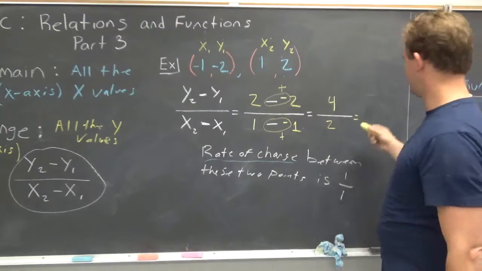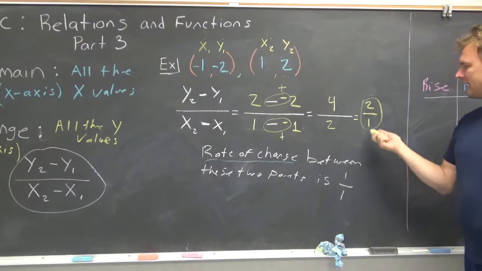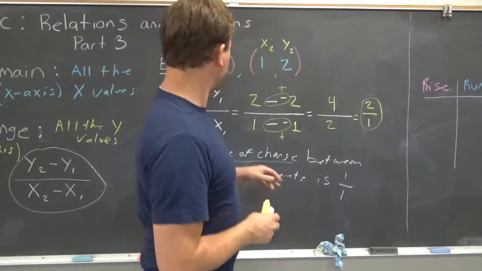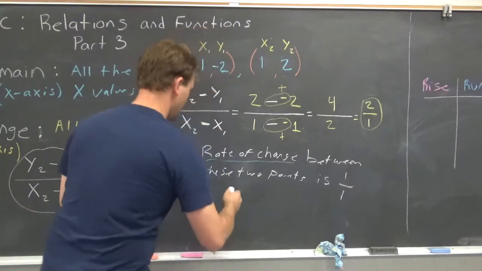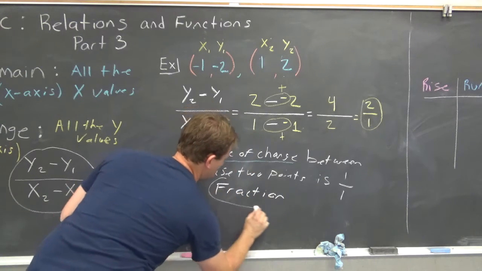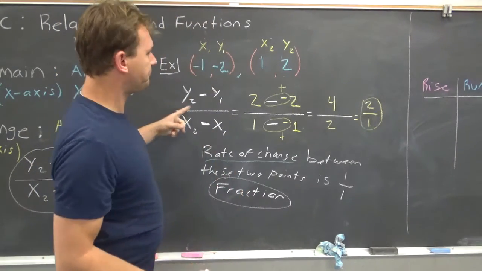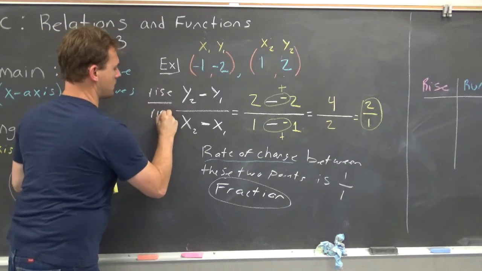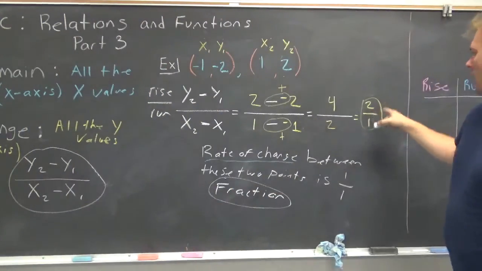Or, you always have to have a fraction in this. And that's something you might want to note down, is every time we do a rate of change, it's always a fraction. It's always going to be a fraction because you have to have that rise over run. You always have to have that rise over run. Remember that?